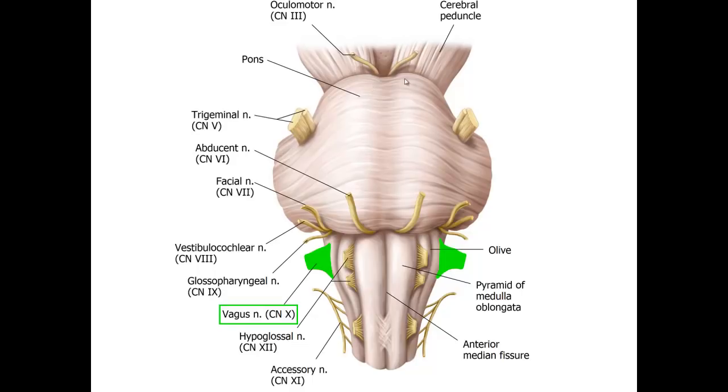So in this picture, we're seeing our vagus nerve is coming out lateral to what's known as our medullary olive. You can see that here. So we have our medullary pyramids midline with our anterior median fissure here. And then lateral to our medullary pyramids, we have our medullary olive. So our vagus nerve actually comes out lateral to that medullary olive, and that's going to separate it from our hypoglossal, which we'll talk about in a minute.